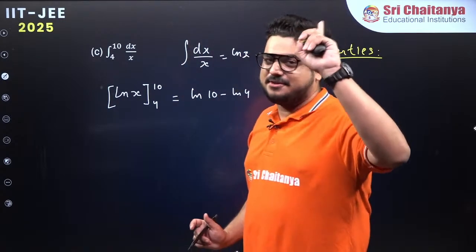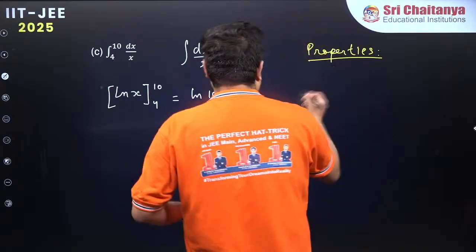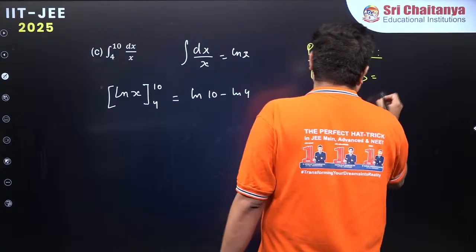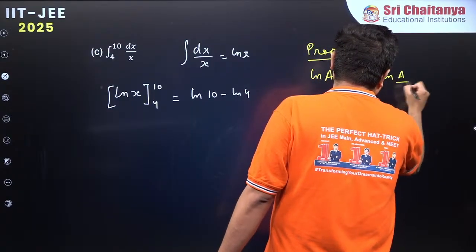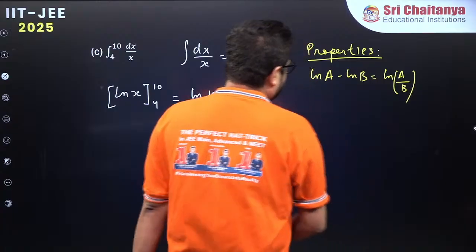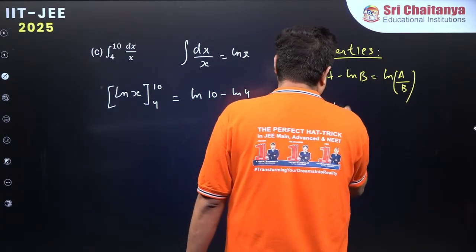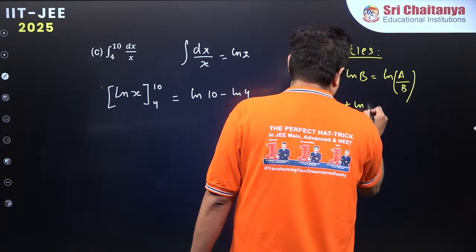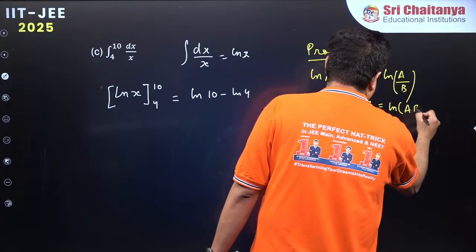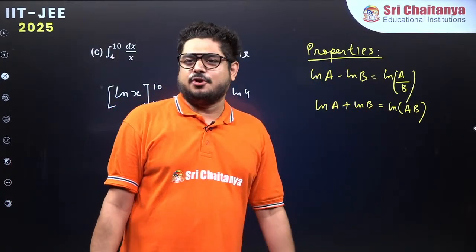Yesterday I mentioned something, if you can recall. One of the properties, right? Other property, let's try to discuss about it. So I can say that ln A minus ln B is going to be equivalent to ln of A by B. Okay? Got it? Similarly, ln of A plus ln of B can be written as ln of A into B. So these properties you need to know.